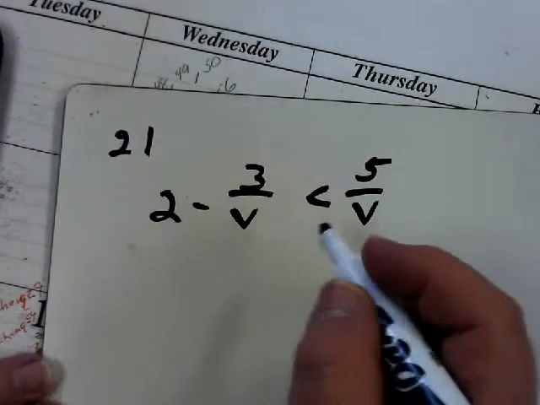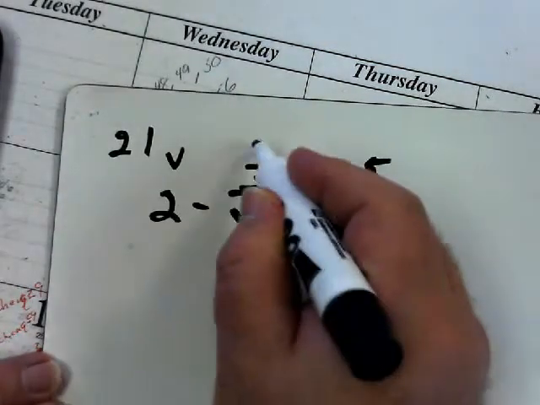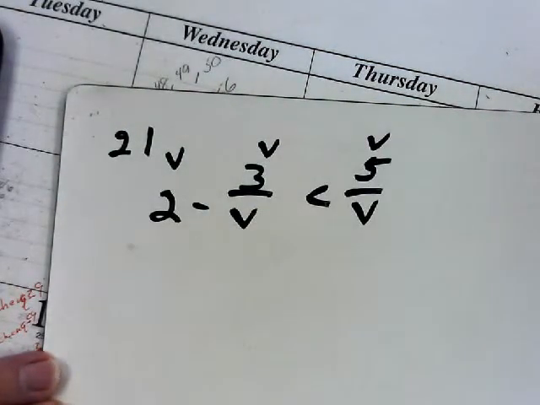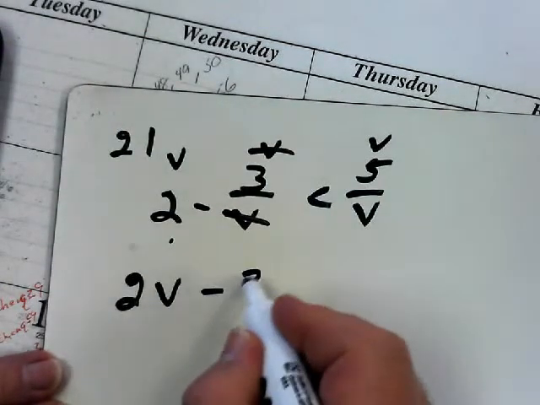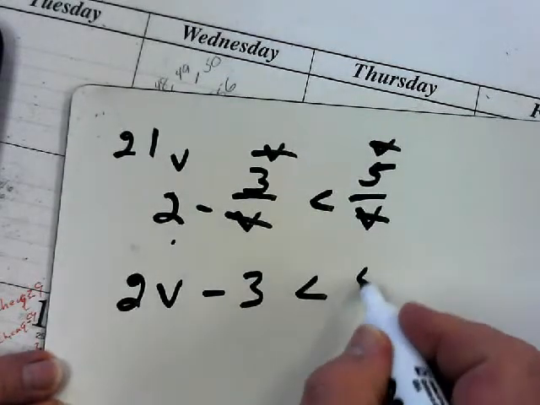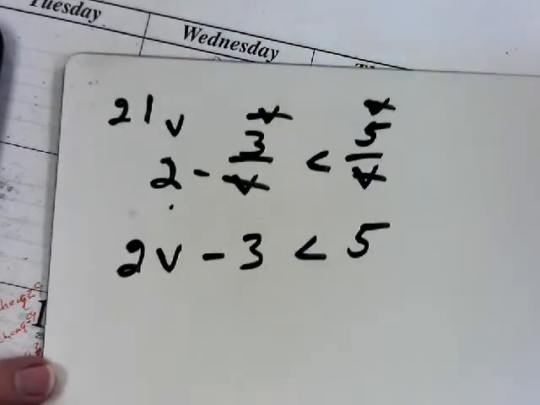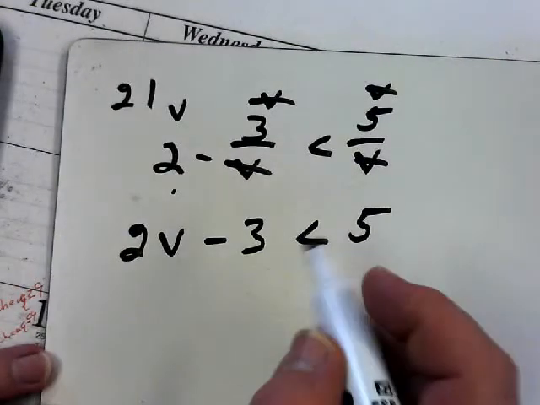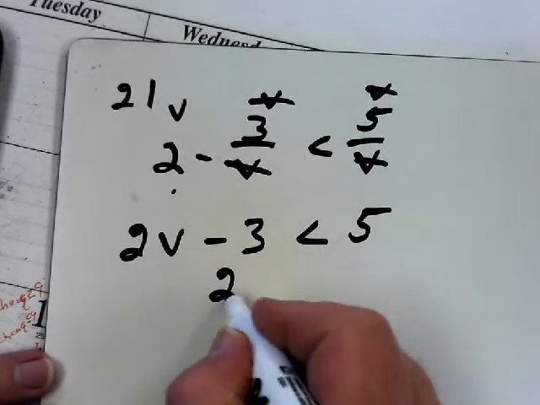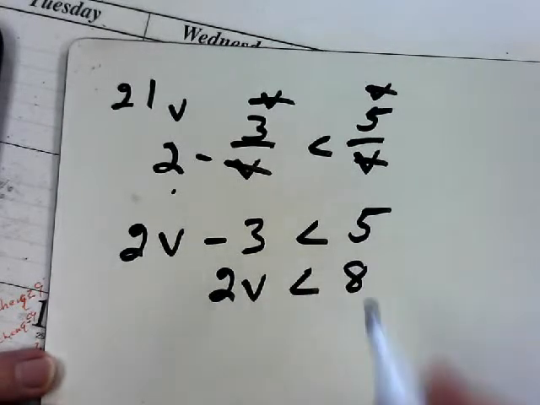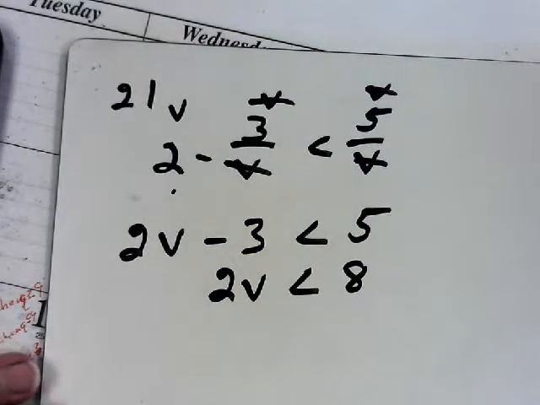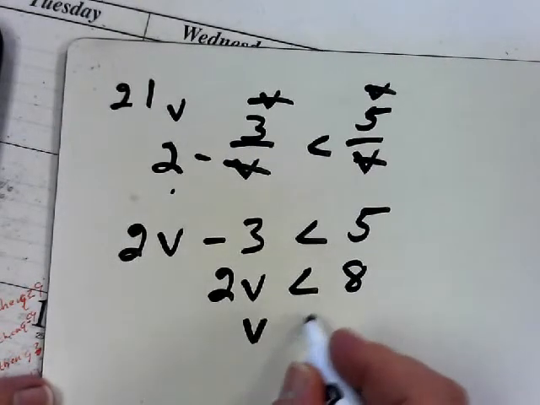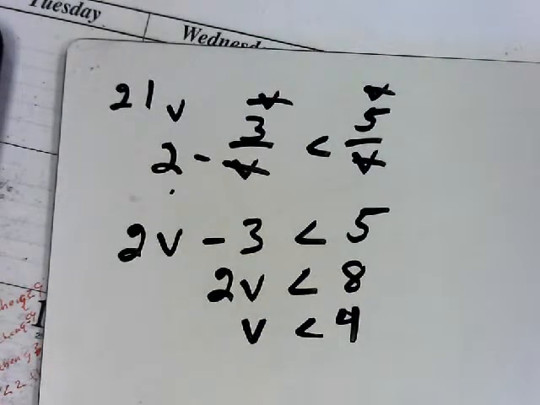What's the common denominator? V. Nothing to cancel here, so I'd have 2 times V. This cancels this, minus 3. This cancels this, is less than 5. So 2V is less than 8. Divided by 2, so V is less than 4. This one was easy.